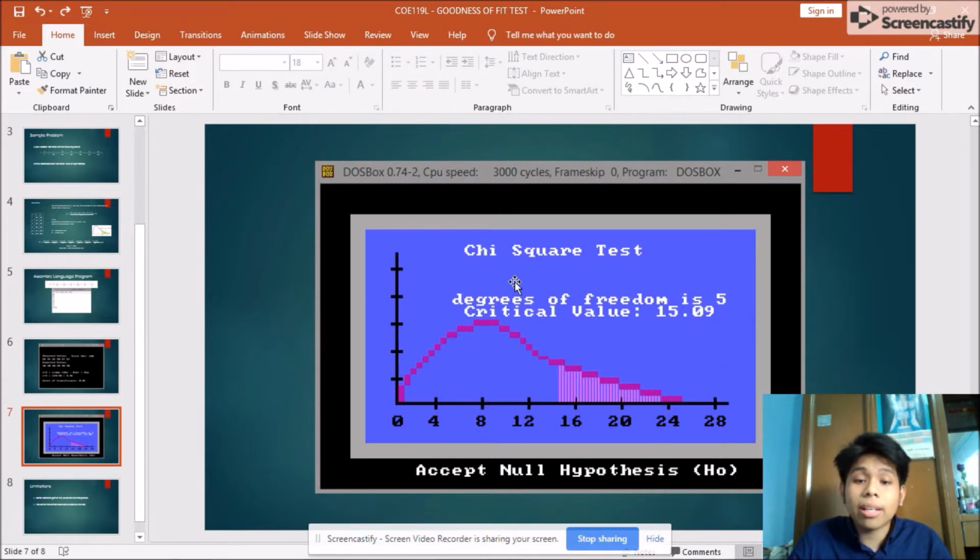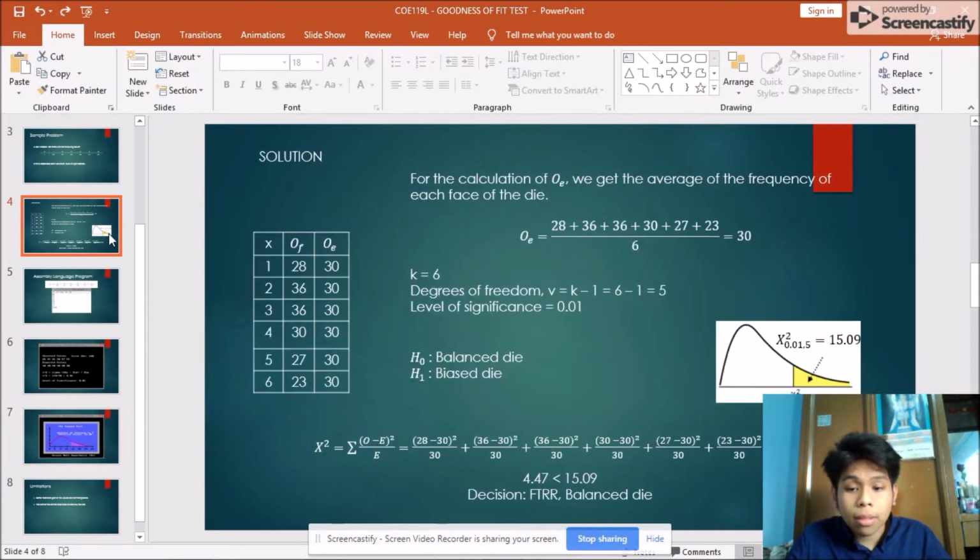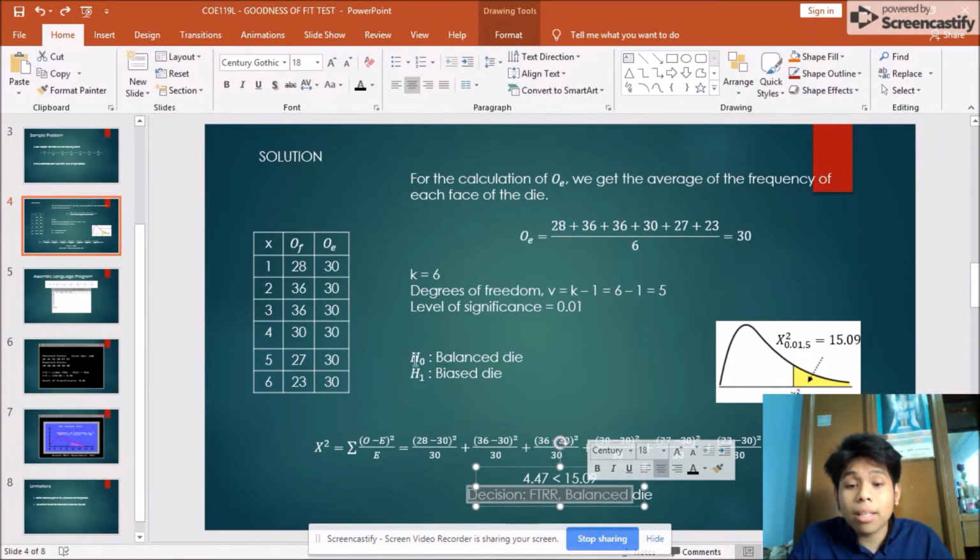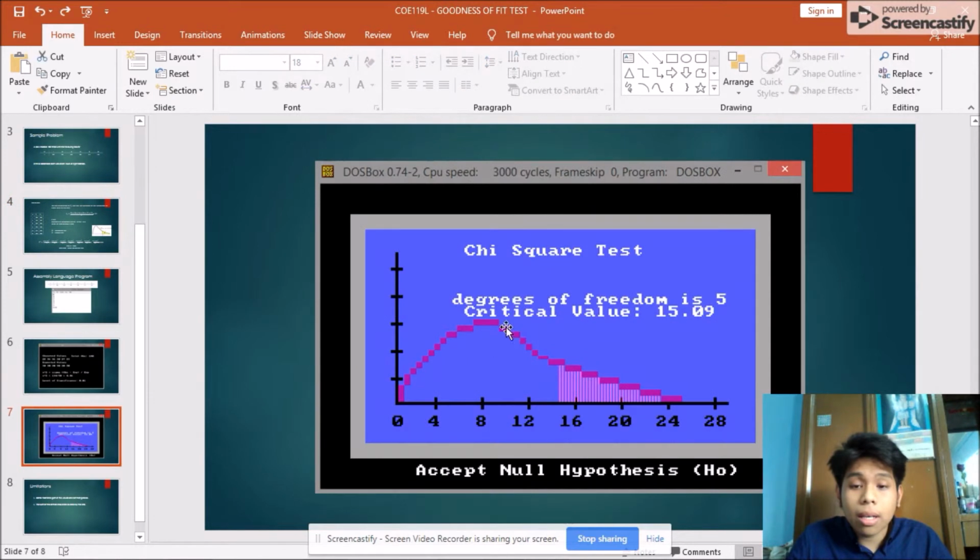So here is the graph of our chi-squared test. As we can see, it has the same result as the manual computation that we've done earlier. The decision here, it accepted the null hypothesis, same with the manual solution, and it shows a graph of the chi-squared.